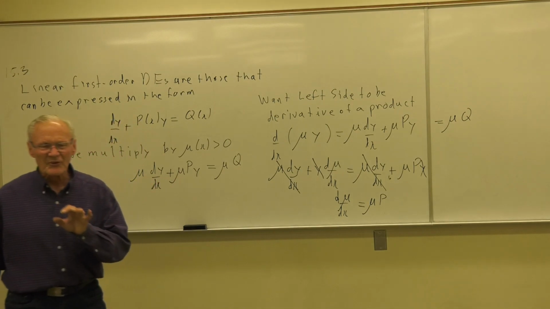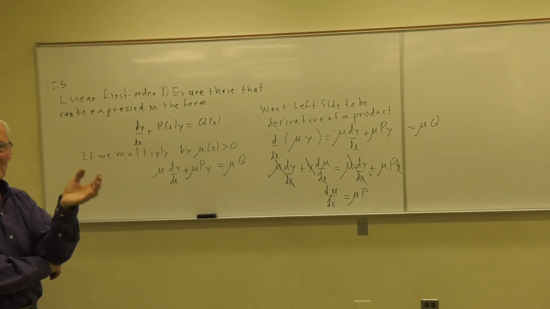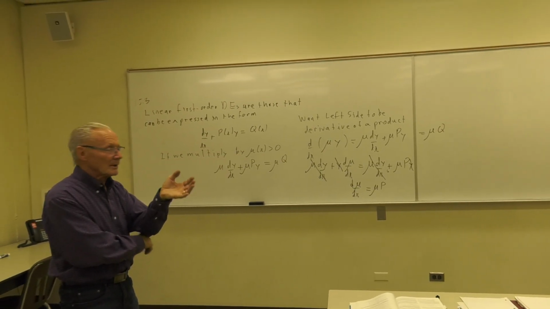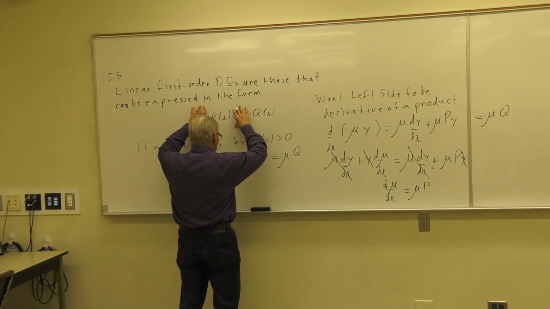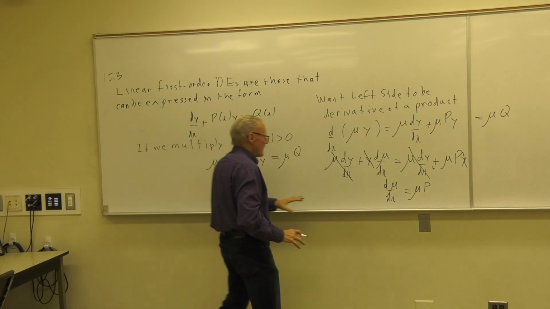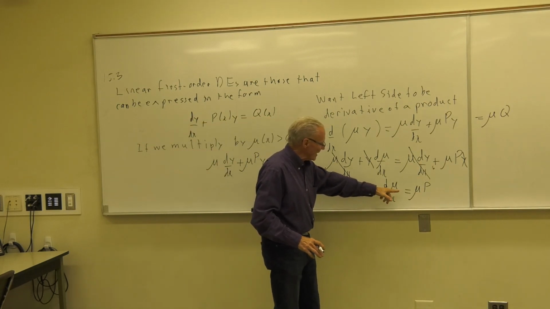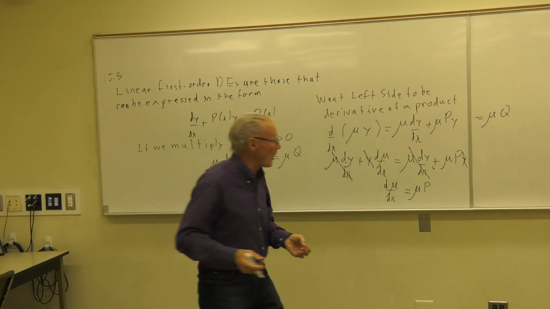So if we're looking for the mu function, it's got to satisfy that. But what's that? That's a differential equation. In other words, we've gone from solving this differential equation for y as a subproblem in order to get this stuff to happen. That mu must satisfy that. But what kind of a differential equation is that? That's first order, and it's separable.